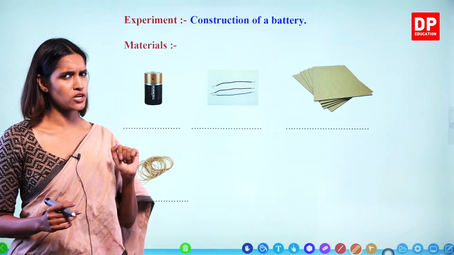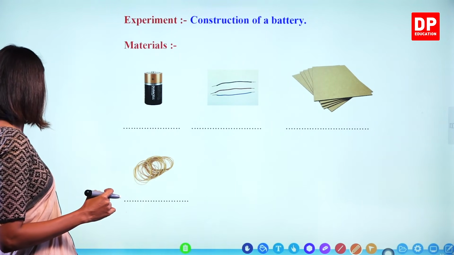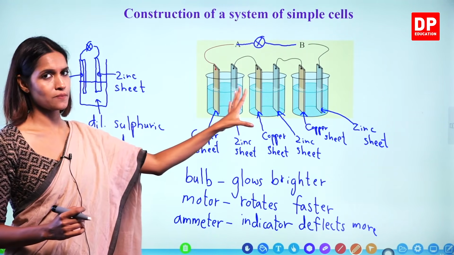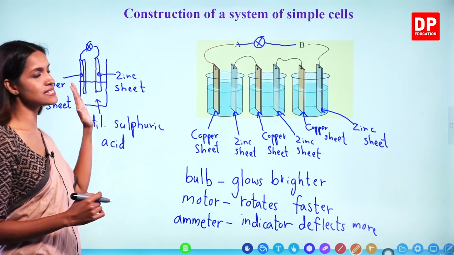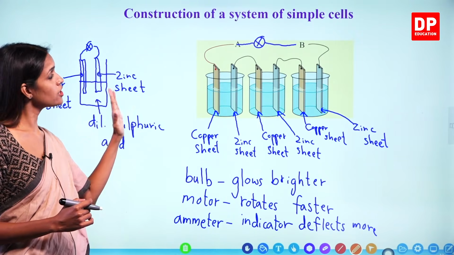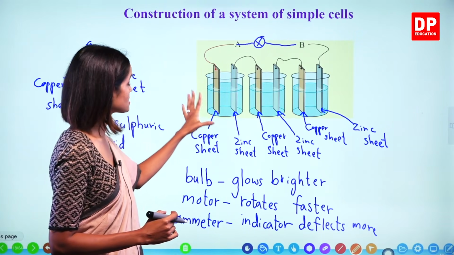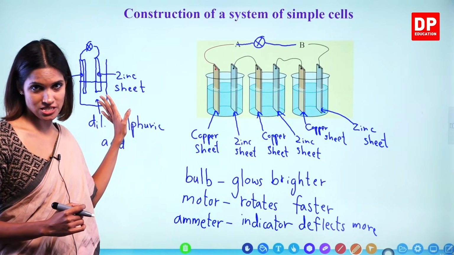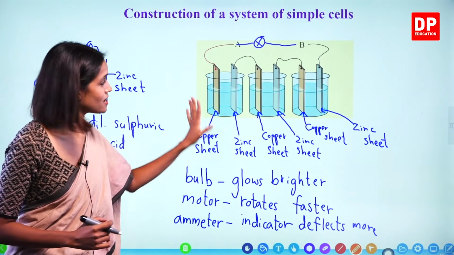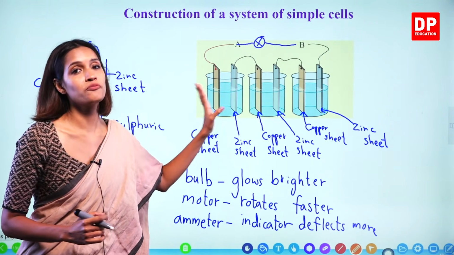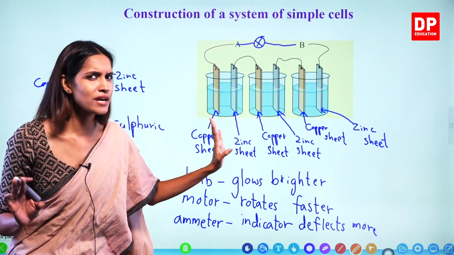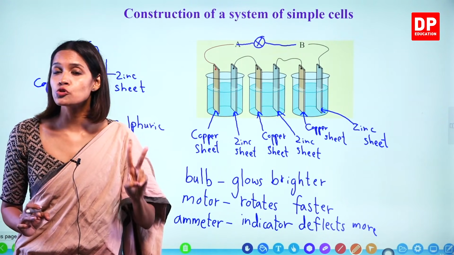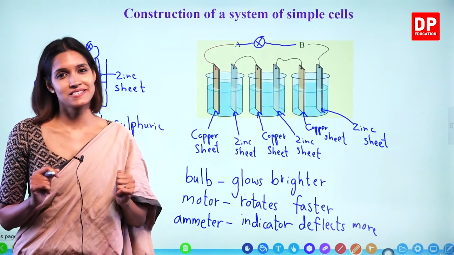So what is a battery? I will explain this. You know how we constructed this setup. Now this is a simple cell, one unit. So we constructed this setup using 3 simple cells like this. Understand? This is a type of battery. So what is a battery then? A battery is made by combining 2 or more cells.